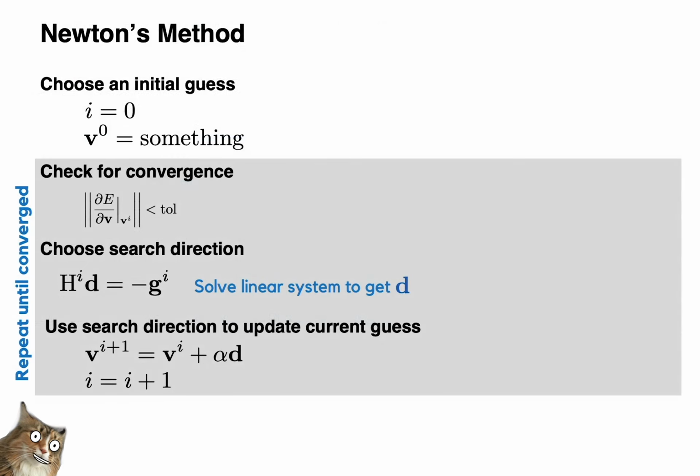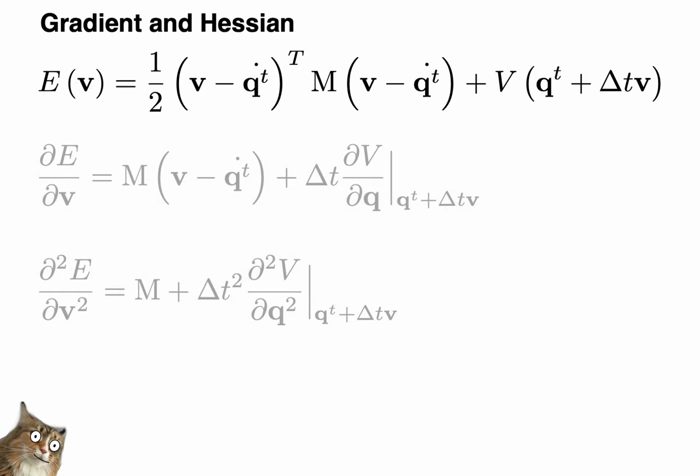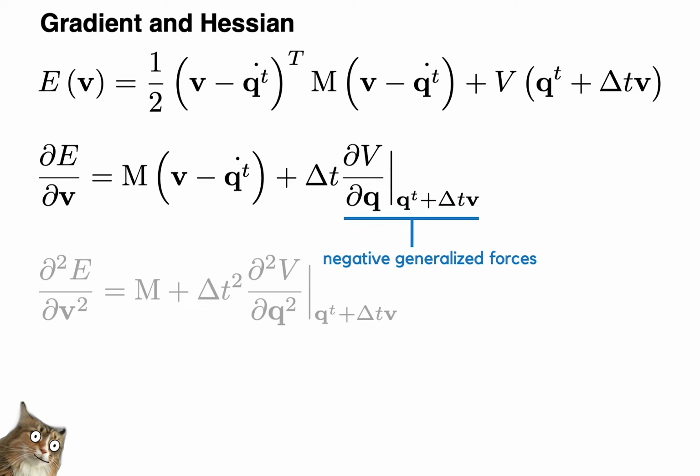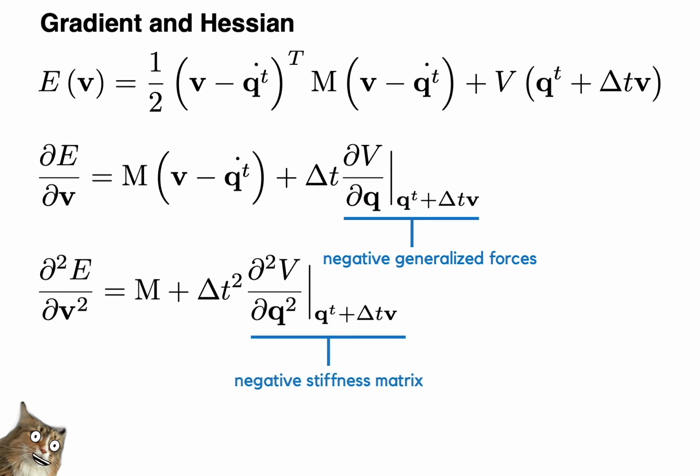Now we see the basic Newton's method take shape. We choose the search direction by solving a linear system, and now the final piece of the puzzle is the computation of our Hessian h and our gradient g. And we can arrive at formulas for these values by differentiating our Backward-Euler energy function. Computing an initial set of derivatives gives us the gradient of the function where we see the appearance of the negative generalized forces. A second differentiation yields the Hessian, which is composed of the mass matrix and a negative stiffness matrix.